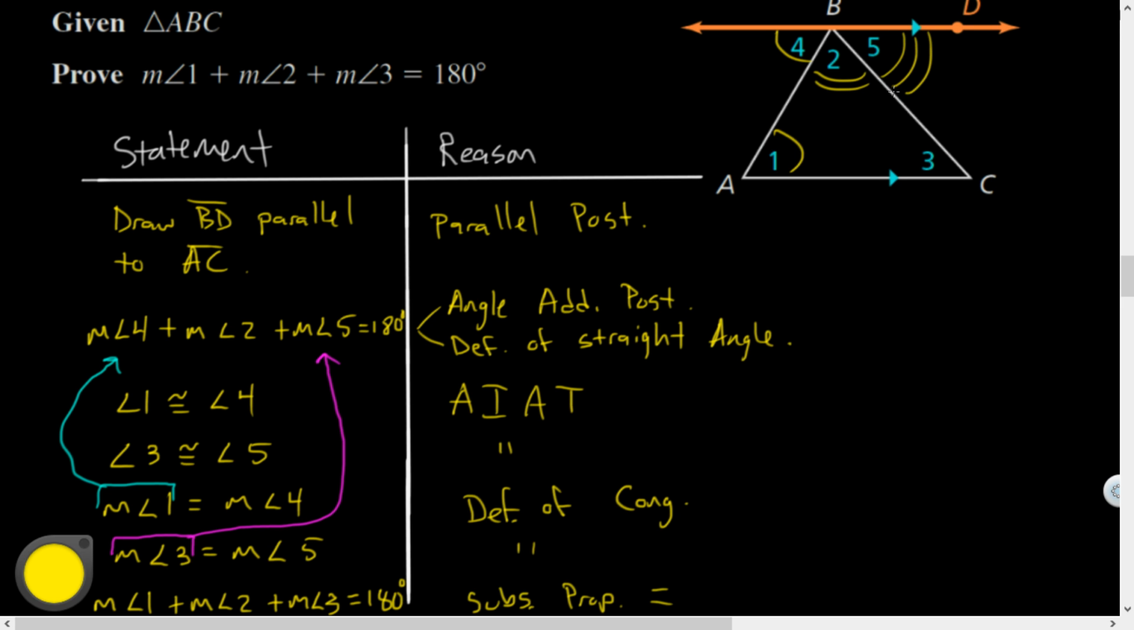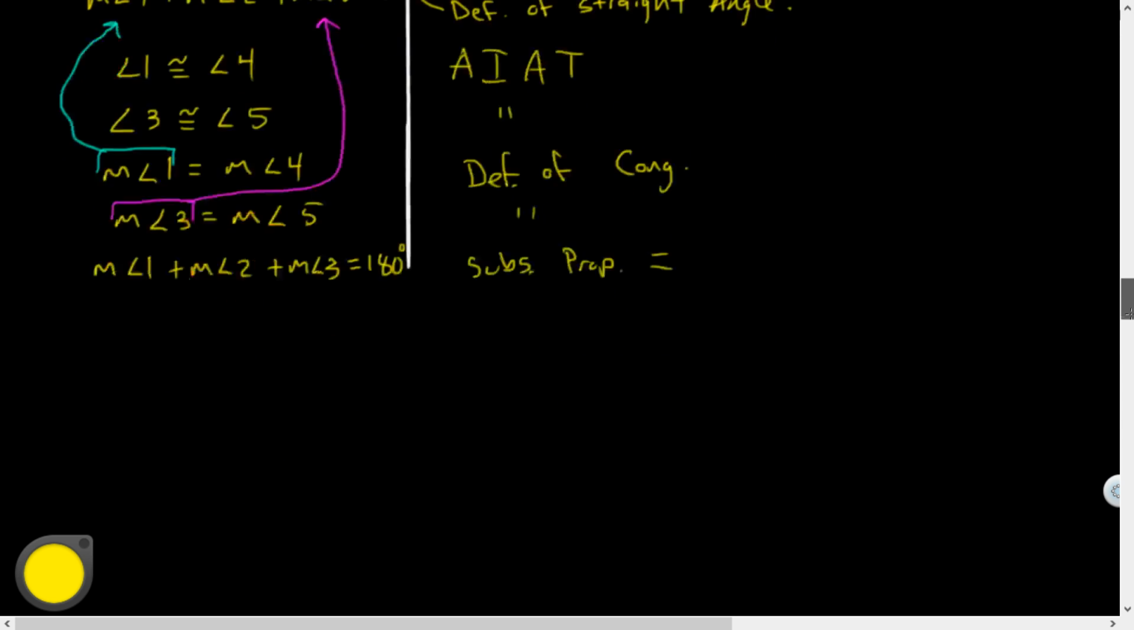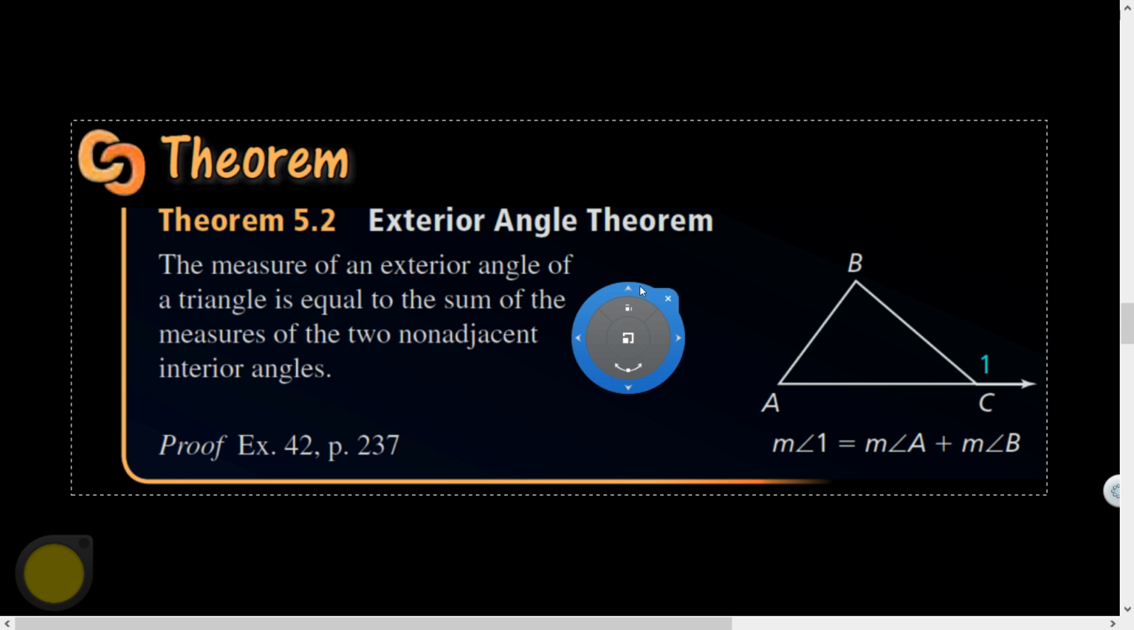There you go. And guys, based on starting with just a triangle, any triangle, we've been able to now prove that the sum of its interior angles is 180. Good times. You guys think? Yeah, I think so.